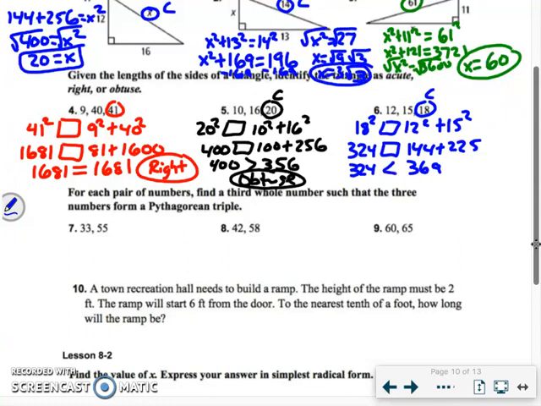So we're going to put a less than sign, and we have an acute triangle. So that's every possibility you could get: equal, greater than, or less than, and then the decision that you make with each.